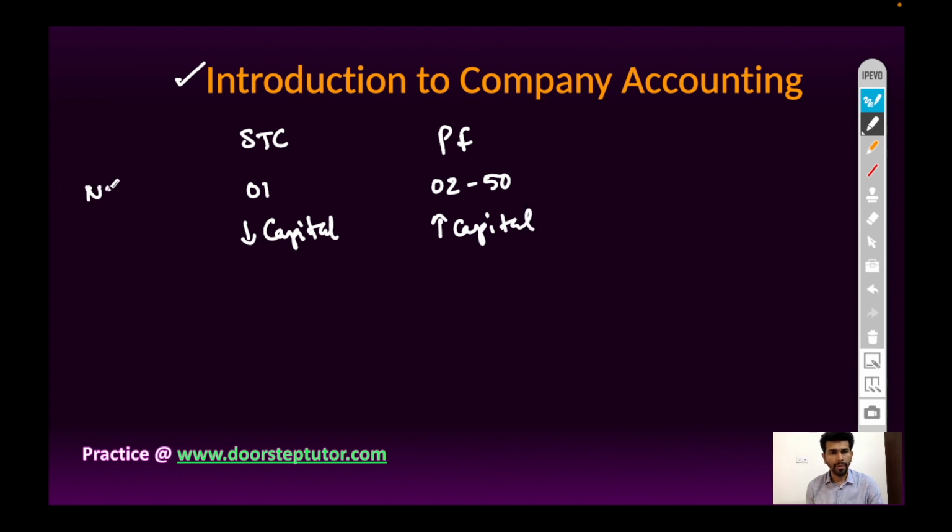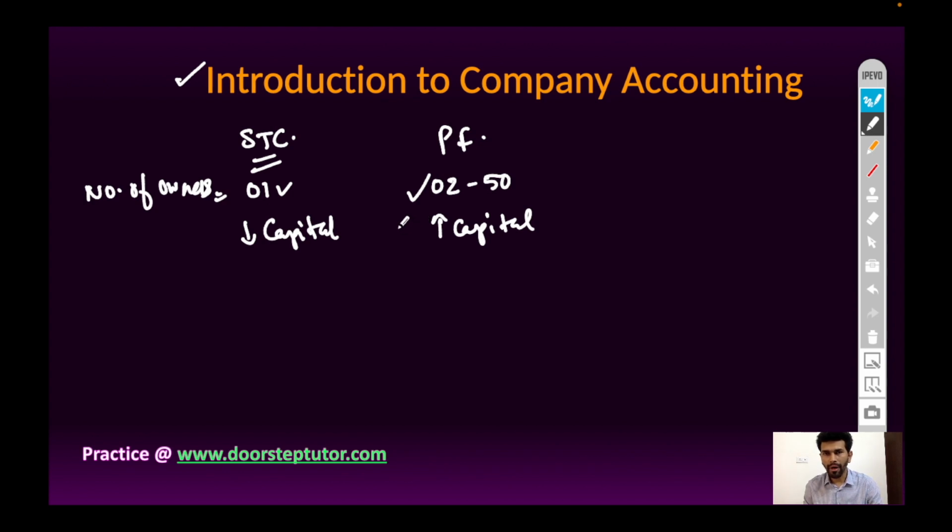So, number of owners in case of sole trading concern, only one member is there. Therefore, it is called as sole trading concern. Sole means single, and trading concern means business organization. So, a business organization in which only one person is the owner, manager, and controller is called as sole trading concern. And in case of partnership firm, minimum 2 members are allowed.